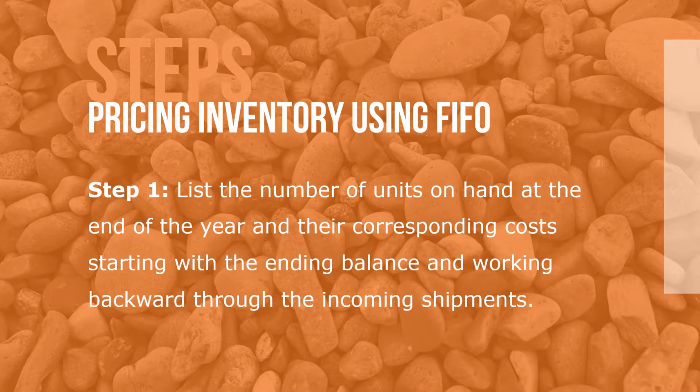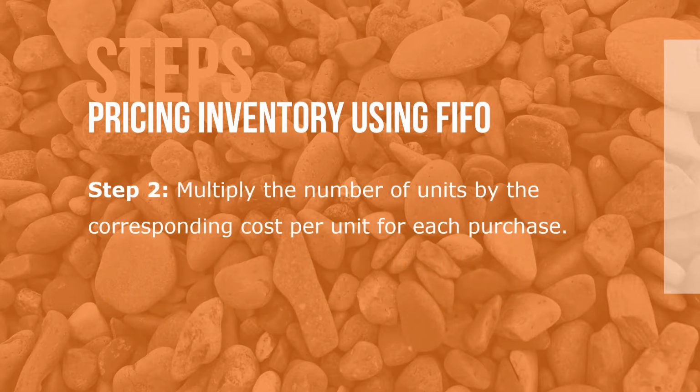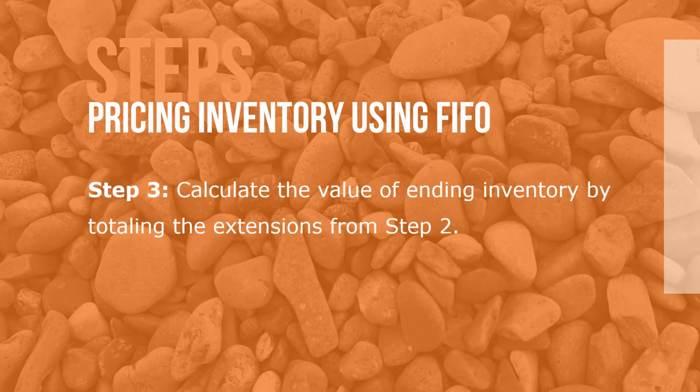Here are the steps to pricing inventory using FIFO. Step 1. List the number of units on hand at the end of the year and their corresponding costs, starting with the ending balance and working backward through the incoming shipments. Step 2. Multiply the number of units by the corresponding cost per unit for each purchase. Step 3. Calculate the value of ending inventory by totaling the extensions from Step 2.